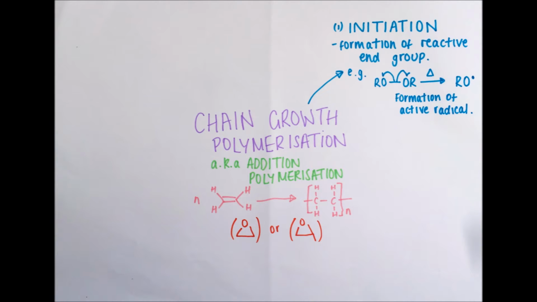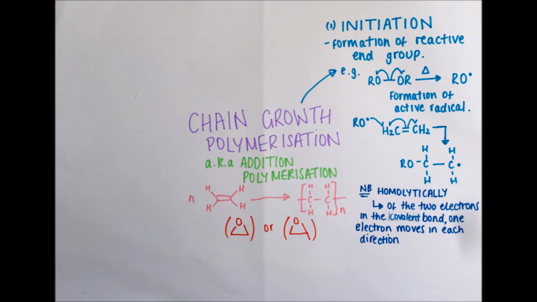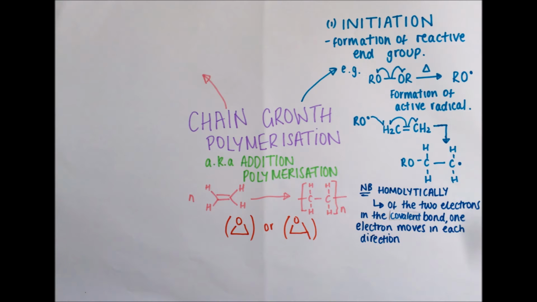In the polymerization of ethene, the initiator is a peroxide, which when heated forms free radicals, a species with an unpaired electron, which go on to attack the ethene monomers to form that reactive end group. In the example of ethene, the bond breaks homolytically, meaning if the two electrons released from the covalent bond, one moves in each direction.